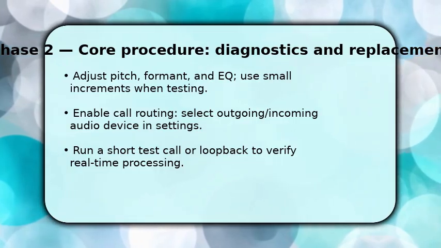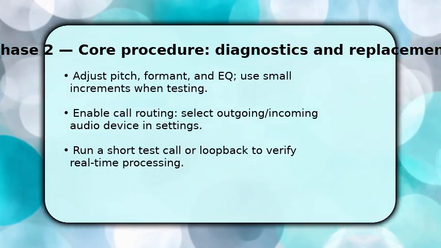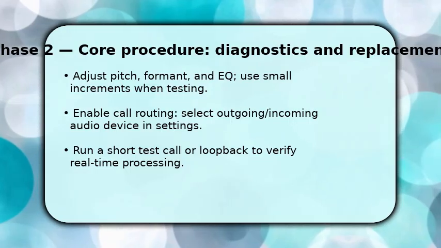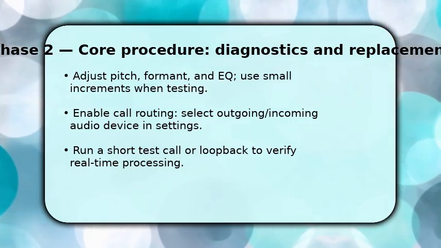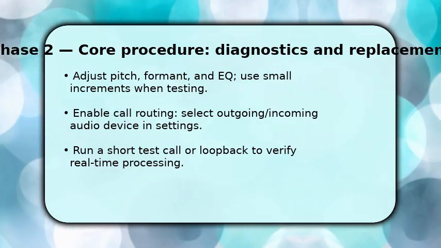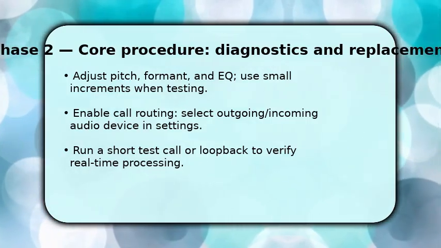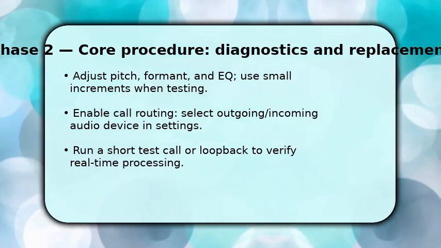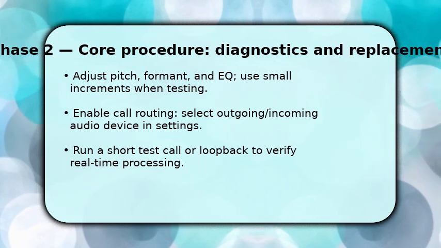Once satisfied, go to routing settings and assign the app as the default mic for calls, or use virtual audio cable routing if required. Finally, perform a live test call or loopback to ensure the altered voice transmits clearly under call codecs and latency constraints.